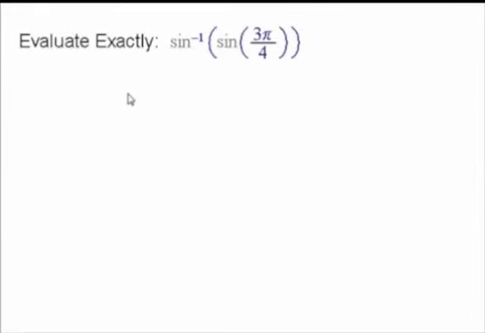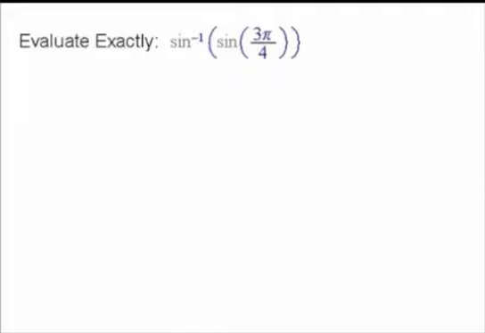Here are some examples of sine inverses mixed in with regular trigonometric functions. In this case, we're taking the sine inverse of sine of 3 pi over 4. The common mistake is thinking that sine inverse and sine just cancel each other out and you're left with the answer of 3 pi over 4.